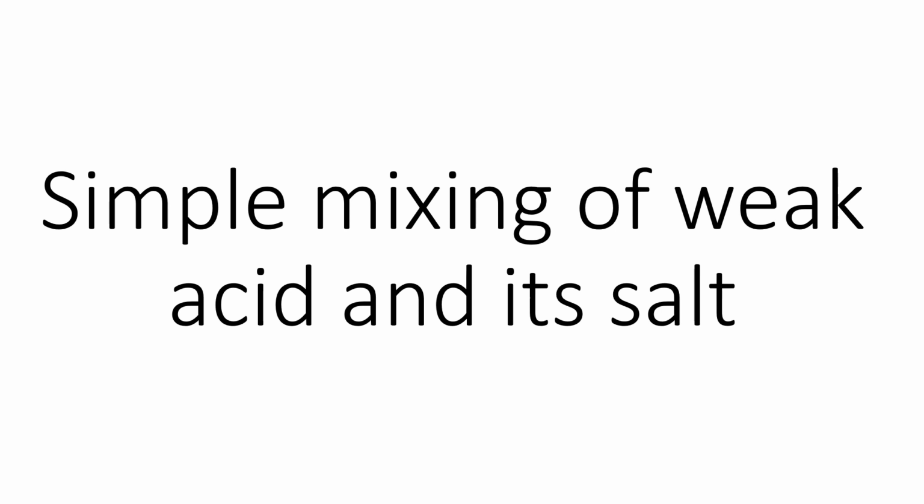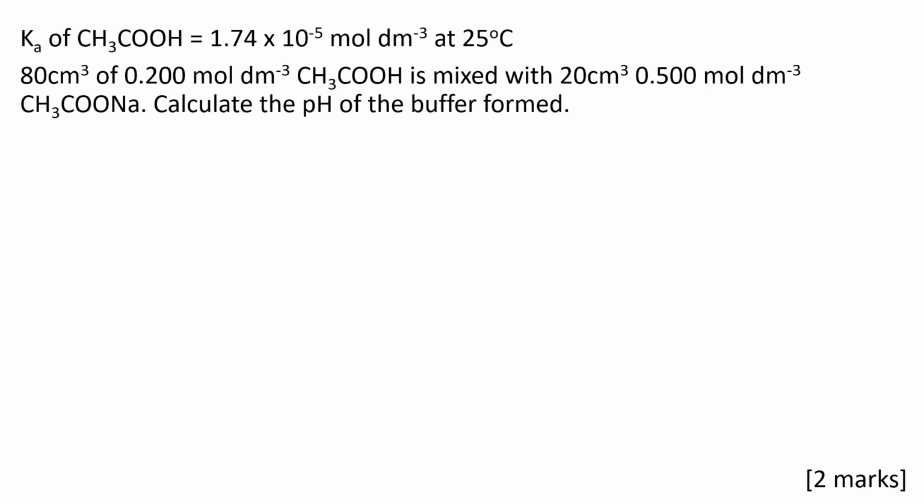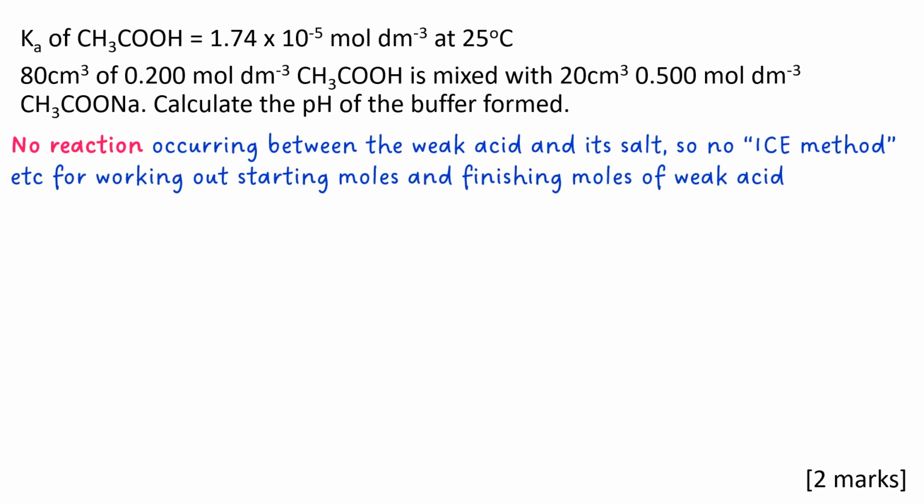So the first scenario is simple mixing of a weak acid and its salt. In this case, you've got the Ka value given at the top, and you've got 80 centimeters cubed of one substance and 20 centimeters cubed of another. So the two substances are a weak acid and its conjugate base, or its salt. There's no reaction occurring between the weak acid and its salt, so no ICE method or similar type of calculation is required for working out the starting moles and the finishing moles of weak acid.